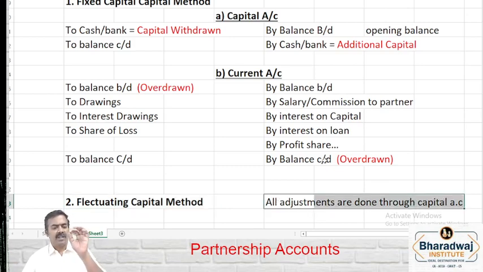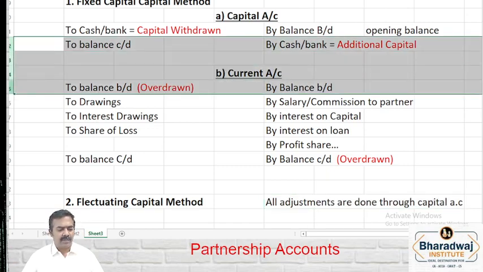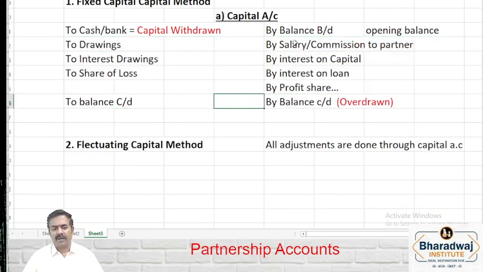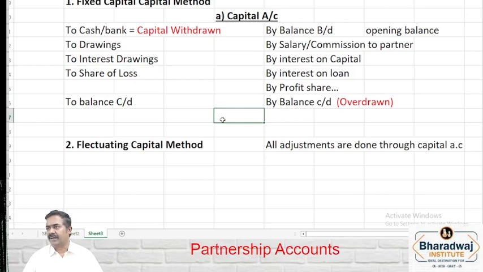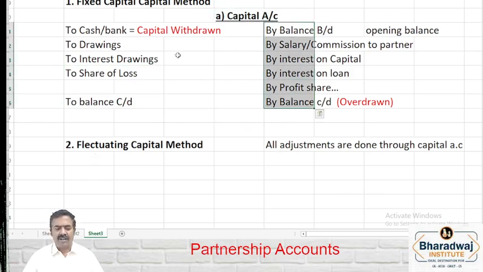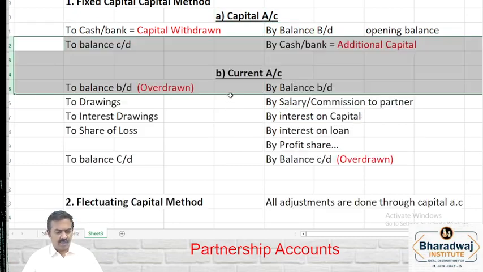Under fluctuating capital, all adjustments are recorded through which account? Capital account. Suppose the partnership firm maintains the fluctuating capital method, in the capital account itself, what will be recorded? Opening balance, salary, interest, interest on loan, profit share, drawings, interest on drawings, share of loss, then to balance carried down, like that it will be recorded. So if it is a fluctuating capital method, in the capital account itself, all current and capital account adjustments are made. Okay, so now take up this.